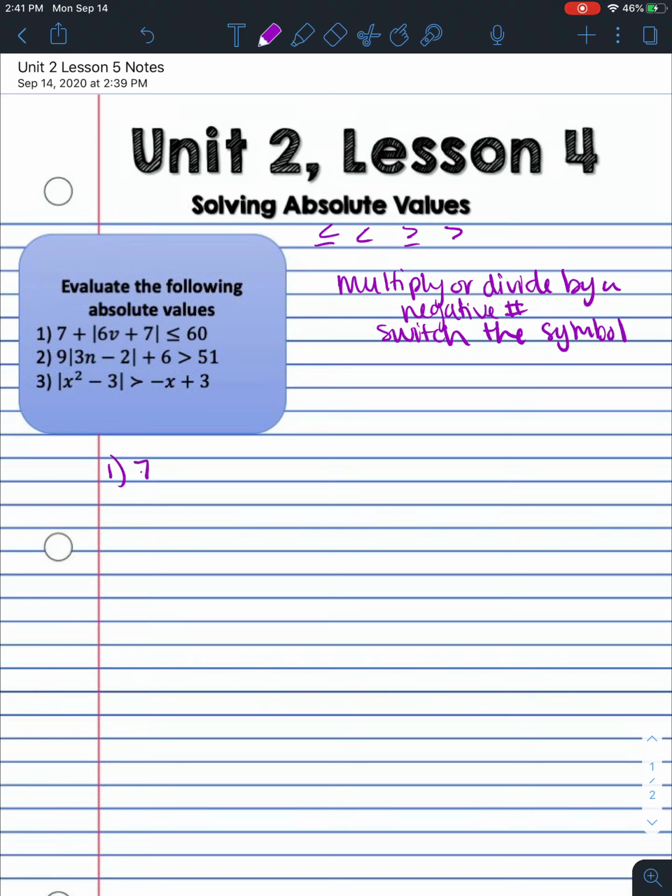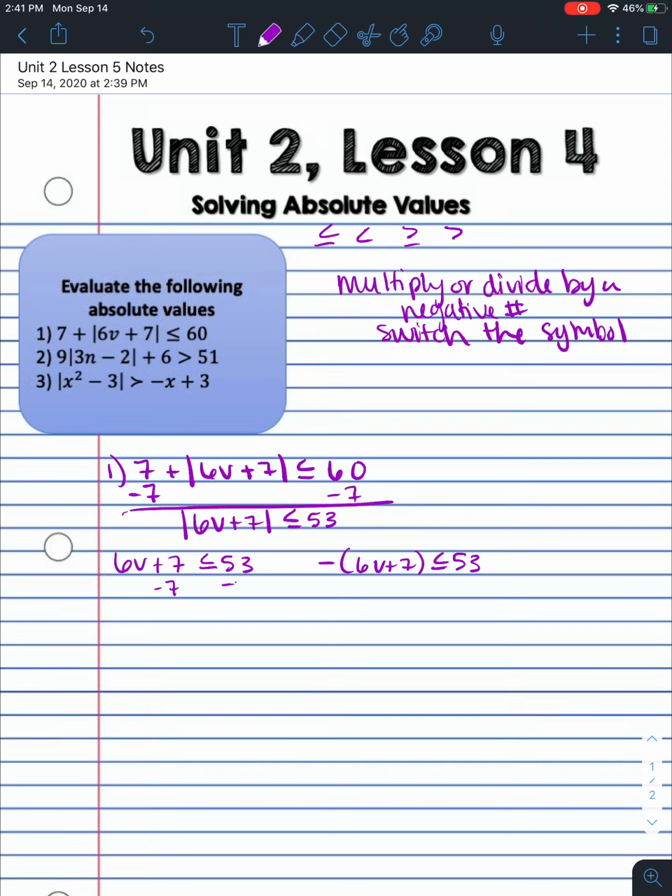Okay, so let's look at number 1. We have 7 plus absolute value of 6v plus 7 less than or equal to 60. Okay, so I want to get my absolute value by itself. I'm going to subtract 7 from both sides. That leaves me with absolute value of 6v plus 7 less than or equal to 60 minus 7, which is 53. Then I can consider 6v plus 7 being the positive value is less than or equal to 53, or the negative value of 6v plus 7 is less than or equal to 53.